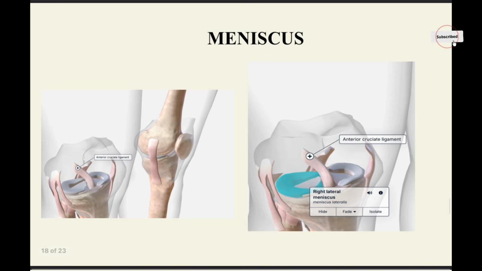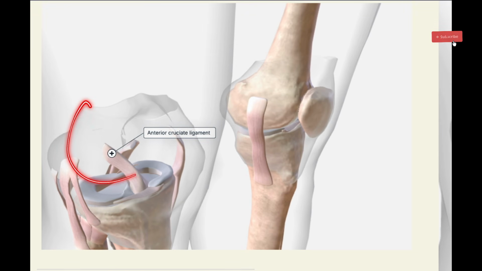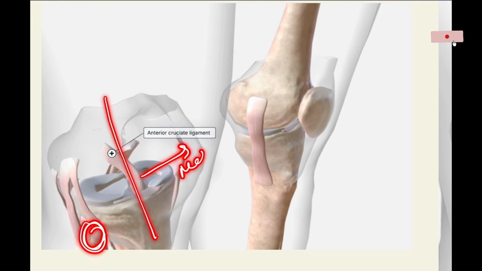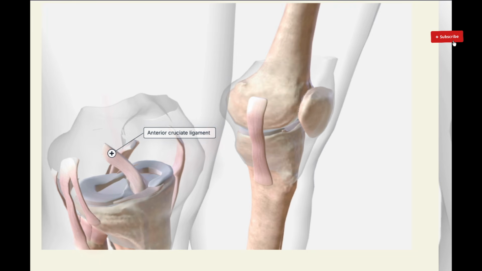Now we are going to talk about the meniscus, or the menisci. I have removed the femur bone from here just to make sure you can appreciate the entire menisci region. As you can see, this is your C-shaped medial meniscus, and here we have the round shape of the lateral meniscus. Why is this the medial meniscus? Because the fibula is present over here. So this is your medial side and this is your lateral side.